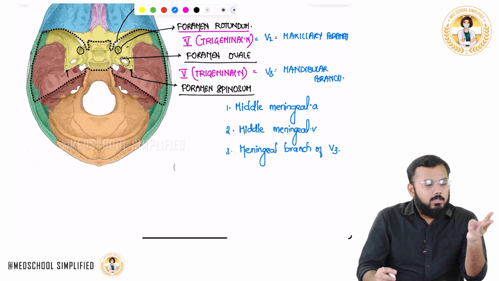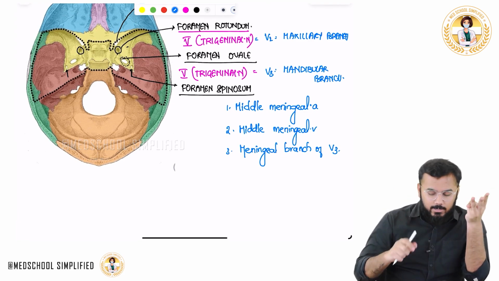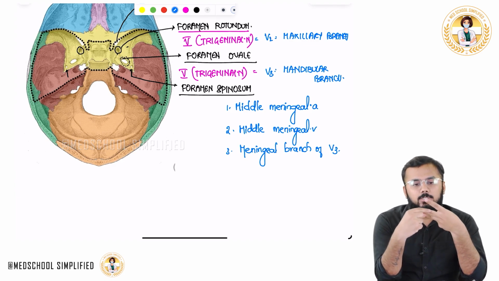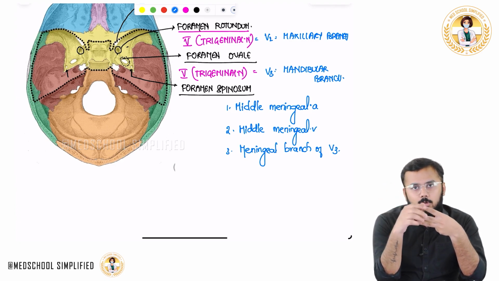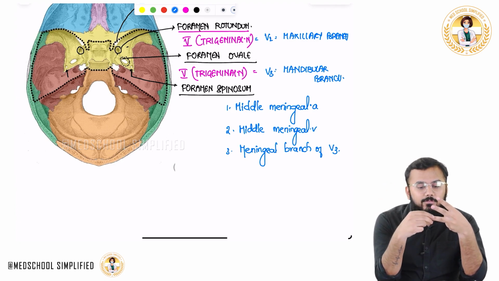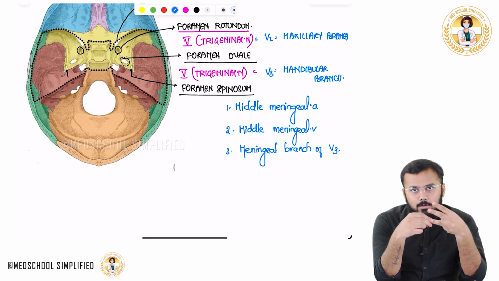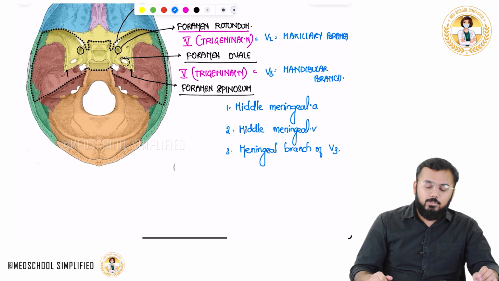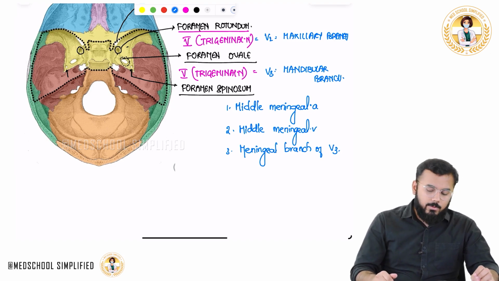So, for example, let us say this is your trigeminal nerve. This trigeminal nerve is giving three branches: ophthalmic branch, maxillary branch, and mandibular branch. Now, each branch will have again some small branches. Yes or no? So, the V3 component is the mandibular nerve, mandibular branch. This mandibular branch is also having one more branch, and that branch is called the meningeal branch. Okay, so the meningeal branch of V3 comes out of foramen spinosum.